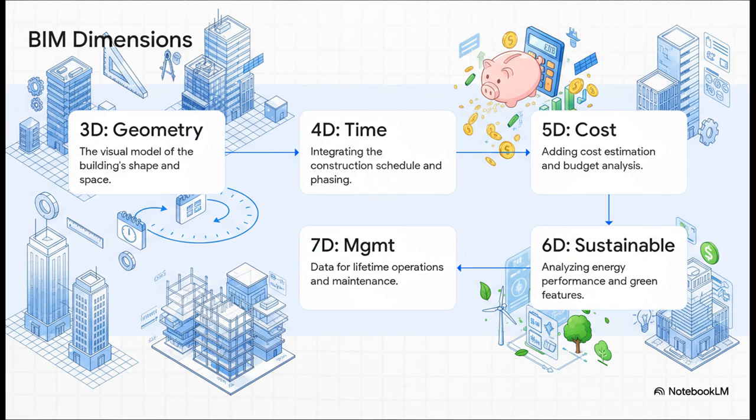But then you add 4D, which is time. You link the model to a construction schedule, and you can literally watch the building get built virtually, spotting problems before they ever happen on site. 5D adds cost. Every single object gets a price tag, so you can track the budget in real time. 6D is all about sustainability, letting you analyze energy use to design a greener building from the very start. And, believe it or not, 7D is facility management. This embeds all the data the owner needs for the building's entire life, helping them run it efficiently for decades to come.